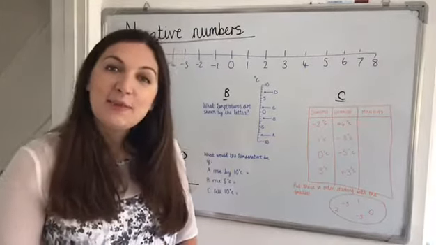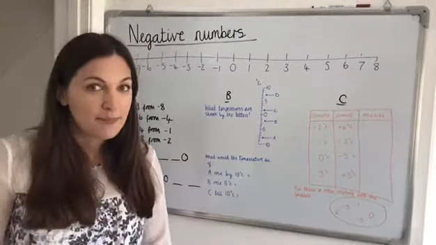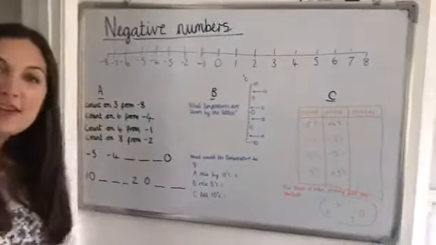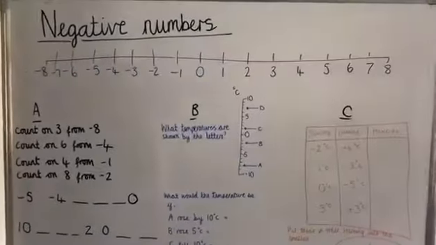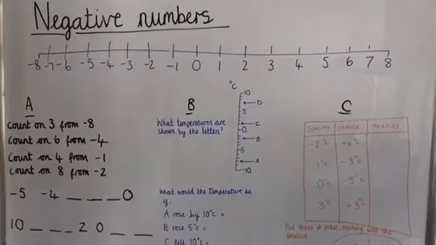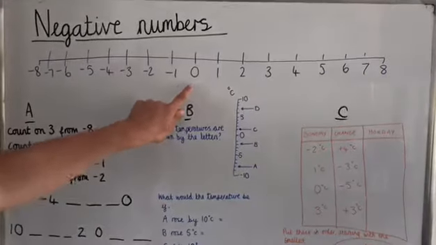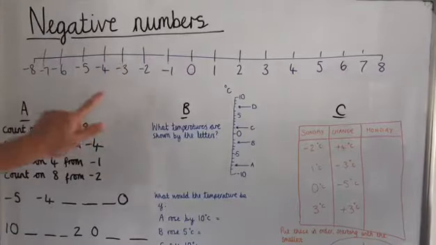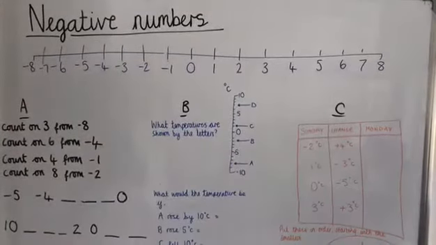This week in maths we're going to be recapping on negative numbers. So come on over and have a look at the number line that I've made for us. And this would be really helpful if you drew one of these at home to help you with the maths today. So you can see that my number line goes back to -8 and goes up to +8.